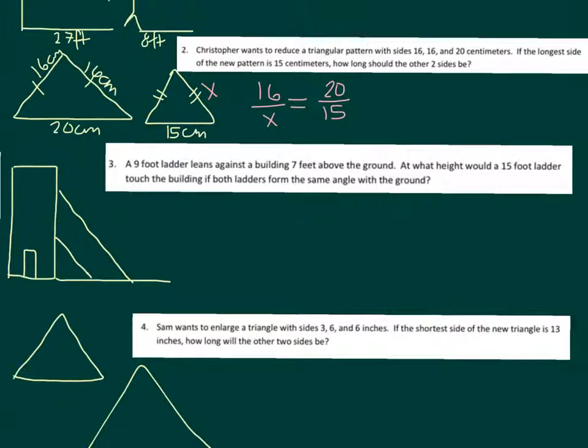If I multiply, I can get 20x, so I'm multiplying x times 20, is equal to 16 times 15, which is 240. And if I divide by 20 on both sides, I'll get x equals 12 centimeters. So that means that these two side lengths would be 12 centimeters long. Okay, let's try this again.